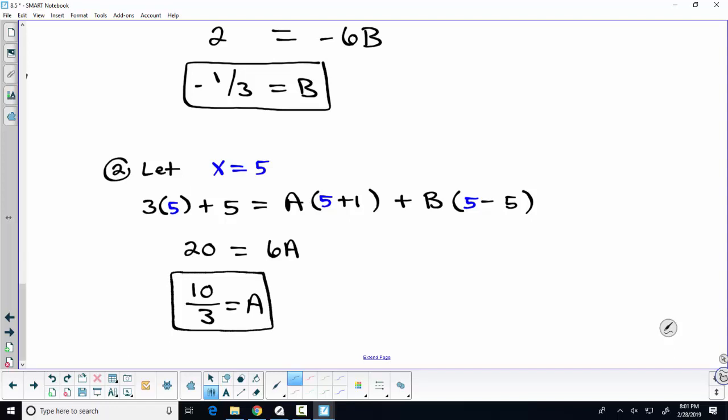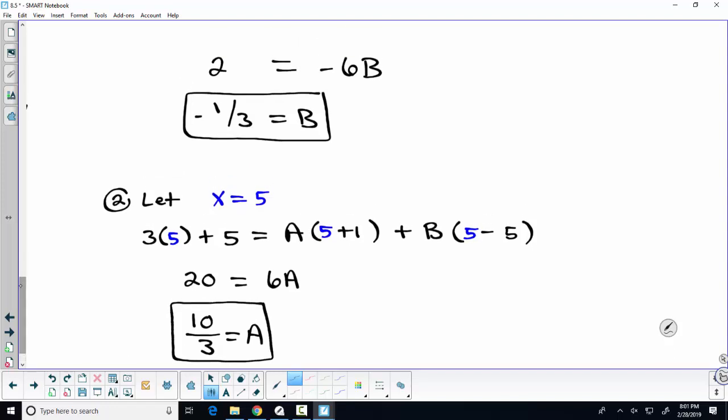But you could imagine, for instance, if we had repeated factors, we could have A times x plus 1, B times x plus 1 squared, C times x plus 1 cubed, right? And if we let x equal -1, all of those would vanish.